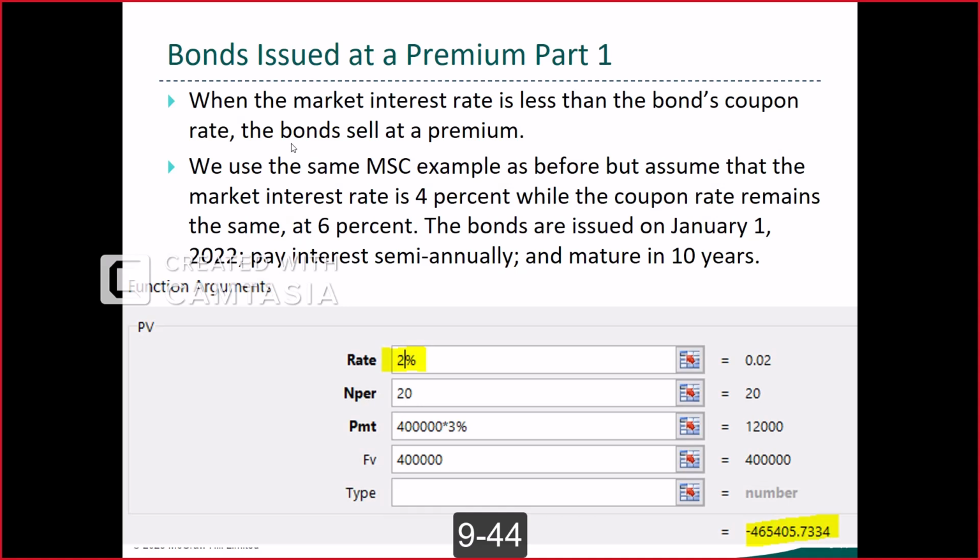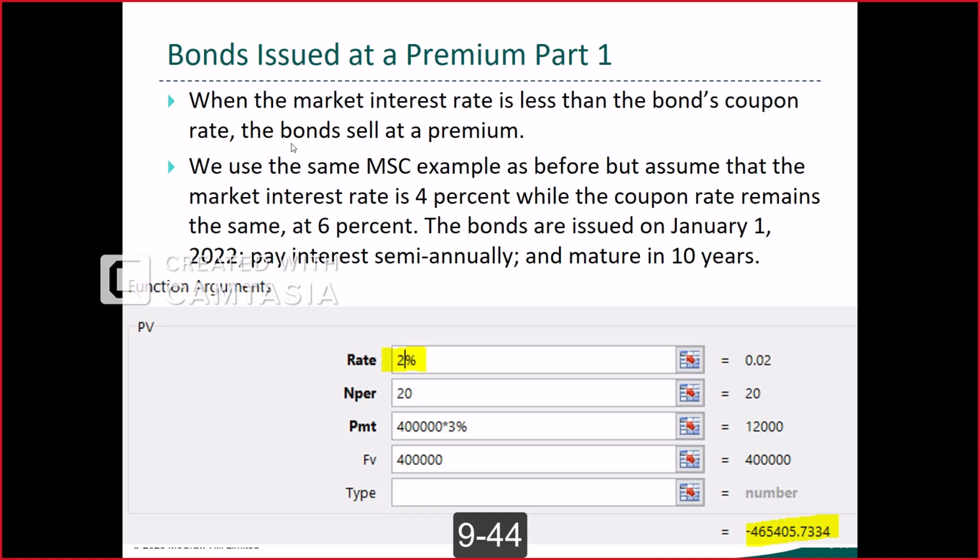2% is half of 4%. We keep the same number, 20 payments. We keep the same cash amount of payment, 400,000 times the coupon rate, and the same future value, the maturity value of the loan, $400,000. Excel will give you this result, $465,000 for 105, which means $65,000 more than the principal amount.